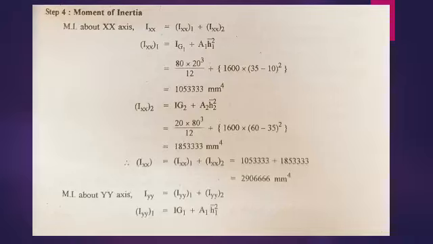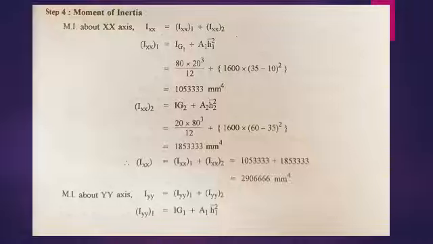Ix1 is equal to Ig1 plus A1 h1 bar square. This formula is from parallel axis theorem. Then Ig formula for rectangle is b h cube divided by 12 plus A1, which we already found, b into h bar value. The formula is y bar minus y1. You have to subtract the greater from smaller. Substitute the value, you get the answer for Ix1.